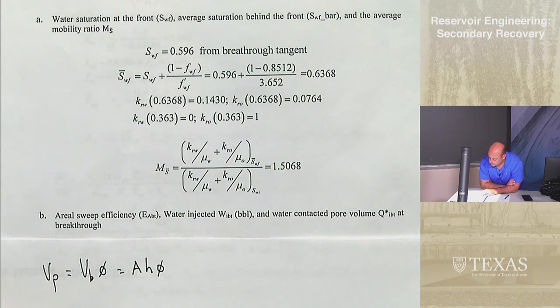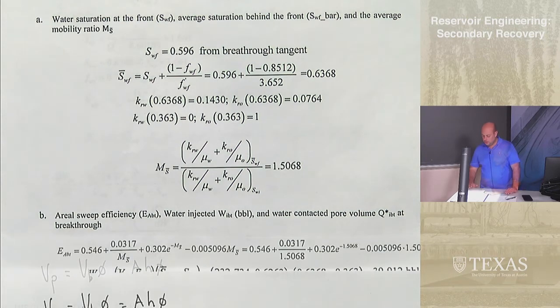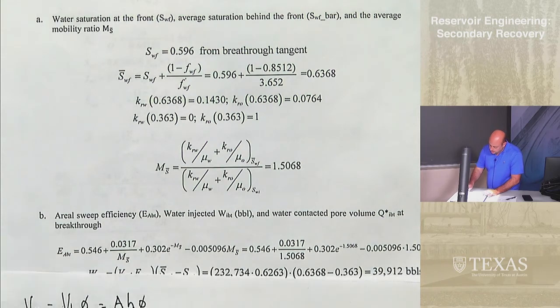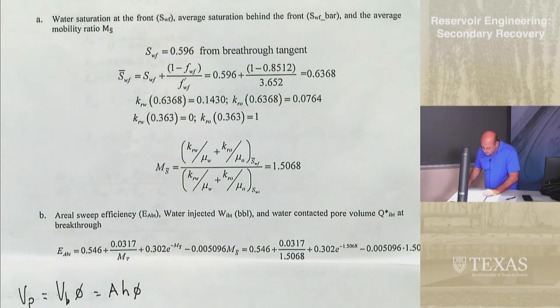So the next thing is, let's calculate the areal sweep efficiency at breakthrough, the water injected at breakthrough, and the water contacted pore volumes at breakthrough. You can use this equation, and I get about 0.62. With an equation like this, it's easy to plug something wrong into your calculator. I don't know that it's right, but I know it's not wrong, meaning that had I gotten a negative number, that would be impossible. If I'd gotten over 100%, that would be impossible.